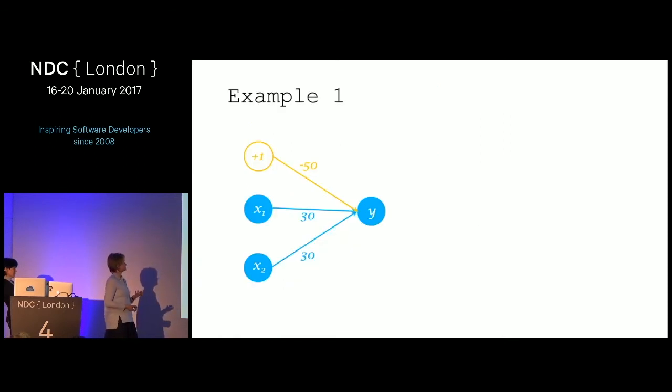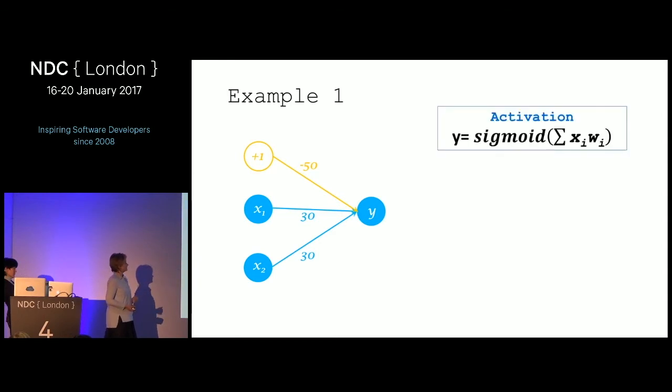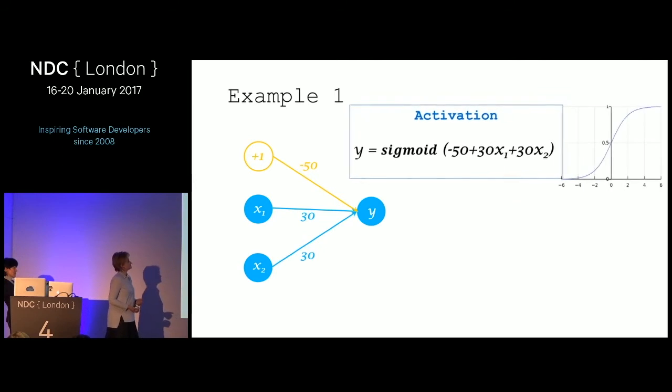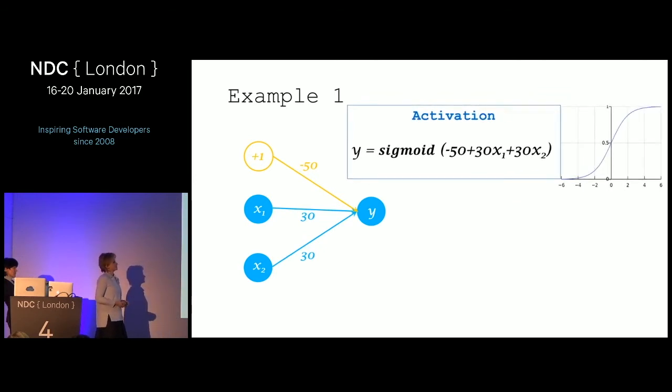So now is the first example. Here is a very simple neural network. We have 2 input units, a bias unit, and an output. We have our sigmoid function that is applied to a weighted sum of our input units. We have weights minus 50, 30, and 30, and we calculate that, and then we apply sigmoid to it. And I'll remind you what sigmoid looks like.